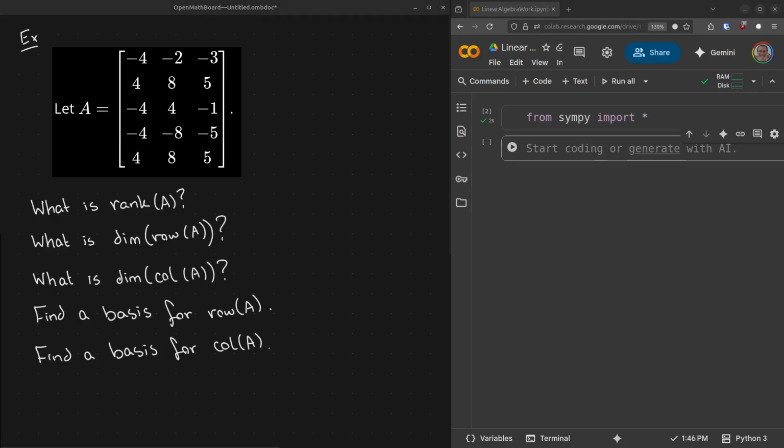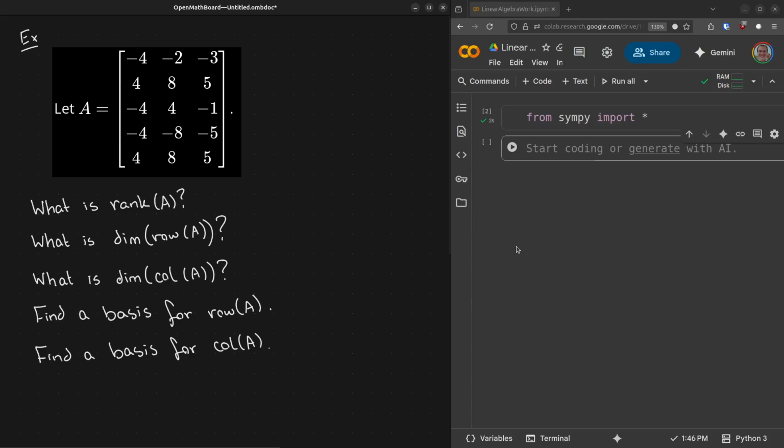So let's put everything we've learned together. Let's do another example. We have a matrix A. We want to know the rank of A. We want to know the dimension of the row space of A, the dimension of the column space of A. We want to find a basis for the row space of A. We want to find a basis for the column space of A.